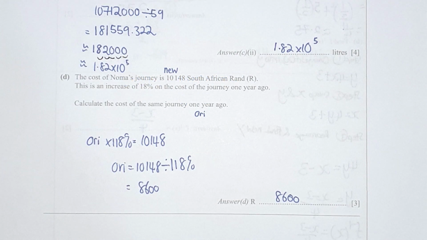Whereby for part D, do take note that the 10,148 is the new price, and this is an increase from the original price, which indicates that your original price is actually cheaper. So original times 118% equals 10,148. So your original price will actually be 8,600.